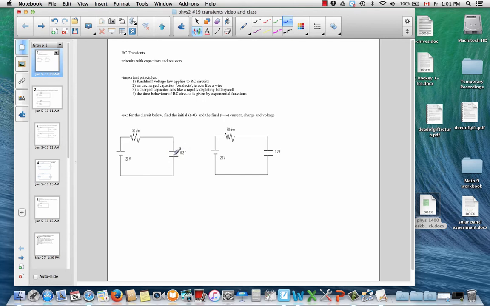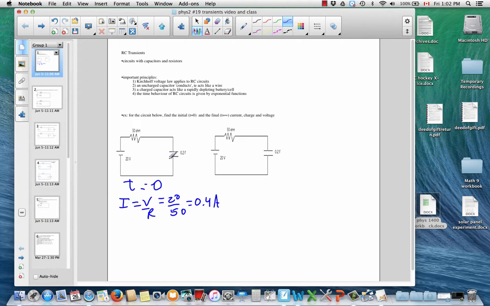So if you covered this up with your hand, you would say that it was just a piece of wire underneath. So an uncharged capacitor conducts, i.e. it looks just like a wire. So this is the time zero behavior, with the capacitor initially uncharged, then you're just going to have an initial current of V over R, that's 20 volts over 50 ohms. That's just 0.4 amperes of initial current.